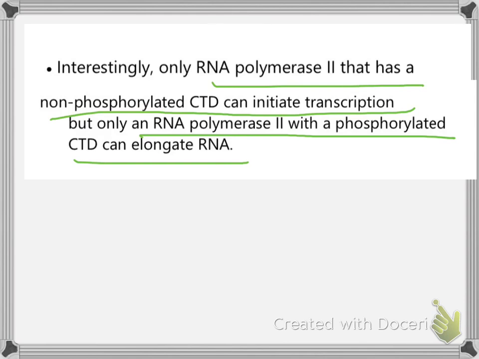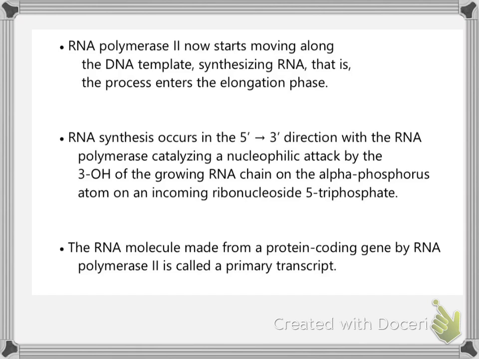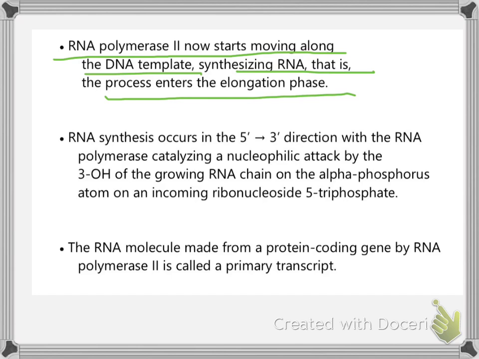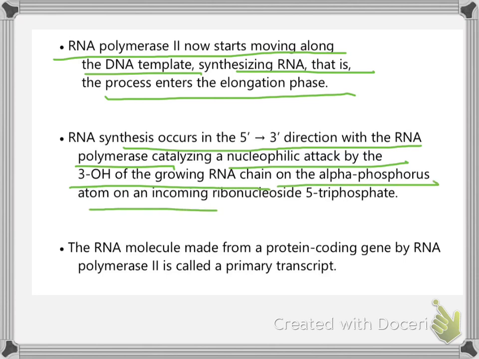When the CTD, C-terminal domain, gets phosphorylated, the RNA polymerase II starts moving along the DNA template and synthesizing the RNA. That is, the process enters the elongation phase. So when the CTD is phosphorylated, the RNA polymerase starts to move, and that phase is known as the elongation phase. The RNA synthesis occurs in the 5' to 3' direction, with the RNA polymerase catalyzing a nucleophilic attack by the 3'OH of the growing RNA chain on the alpha phosphorus atom of the incoming ribonucleoside 5'-triphosphate.